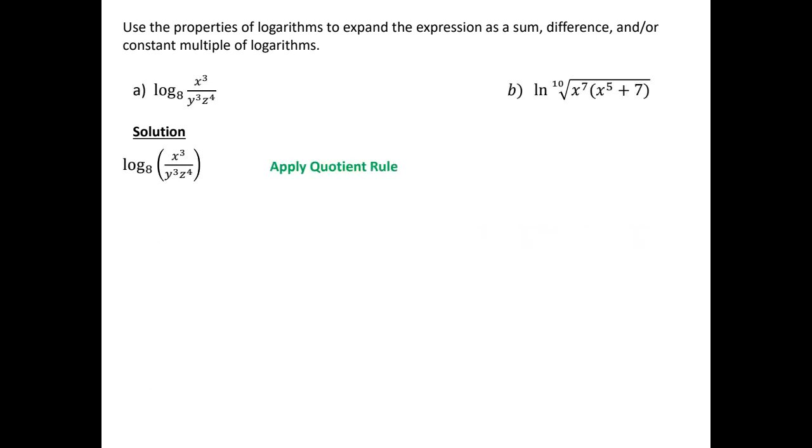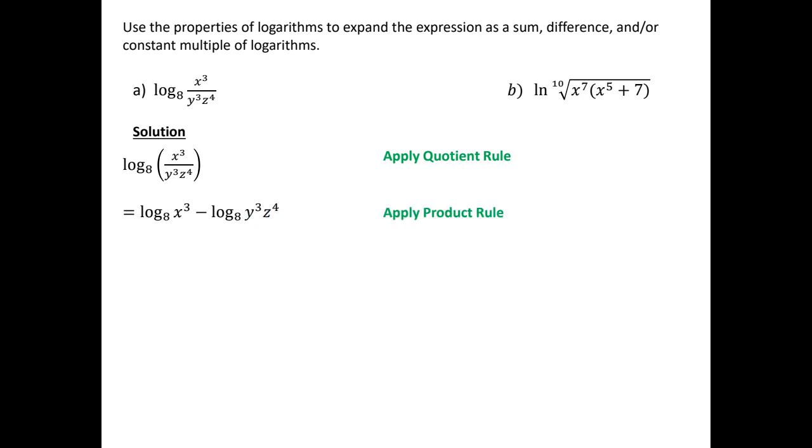Okay, now let's see a few more examples. So here we're dividing. So I can apply the quotient rule and separate it with subtraction. So log 8 of x cubed minus log 8 of y cubed times z to the 4th. And so if I evaluate this, I have an exponent here. So I know I'm going to use the power rule, and I have some exponents here, but I'm also multiplying y cubed and z to the 4th. So I can separate the y cubed and the z to the 4th. So I can apply the product rule. So I'm going to end up with log 8 of y cubed plus log 8 of z to the fourth.